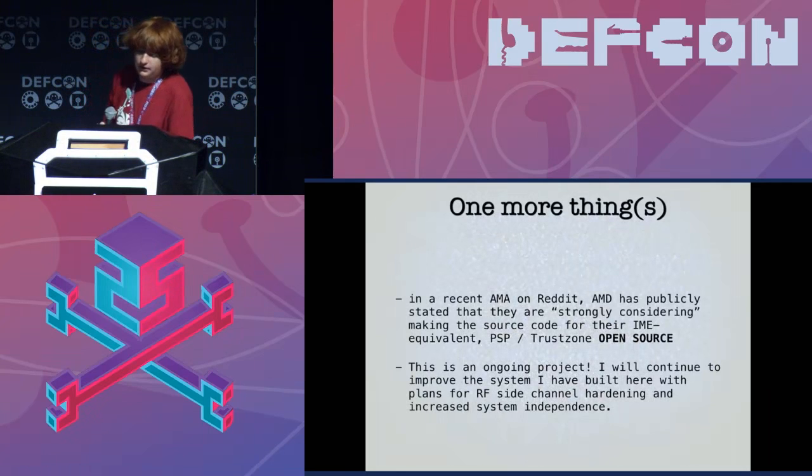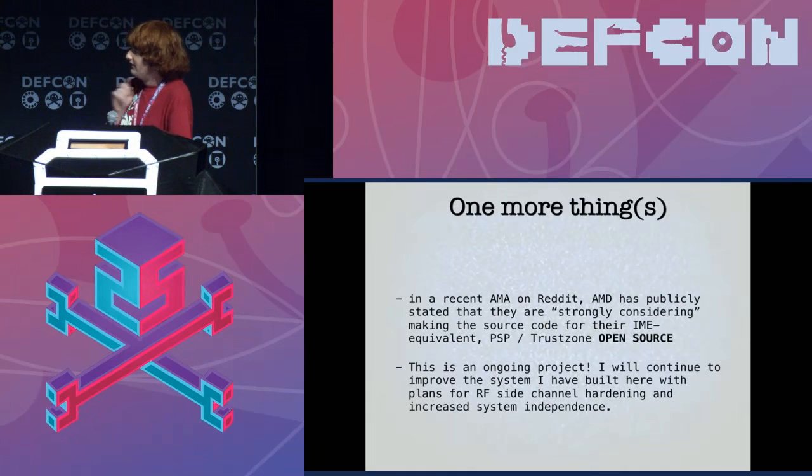Before we go, one more thing. AMD on a Reddit recently has publicly stated that they are strongly considering open sourcing their IME equivalent, which is Platform Security Processor / TrustZone. But unfortunately, that was about 3 months ago, and they haven't done anything since. But if they find it economically viable, that would be really, really nice.